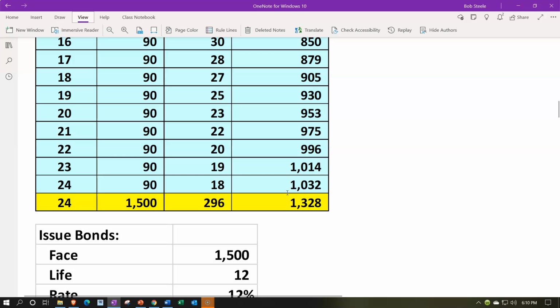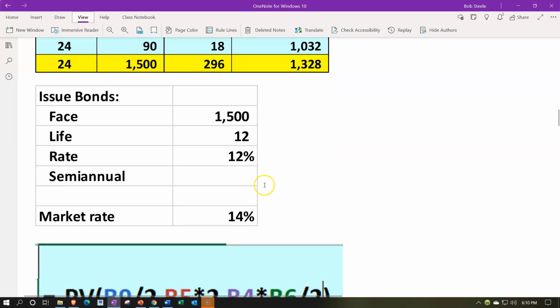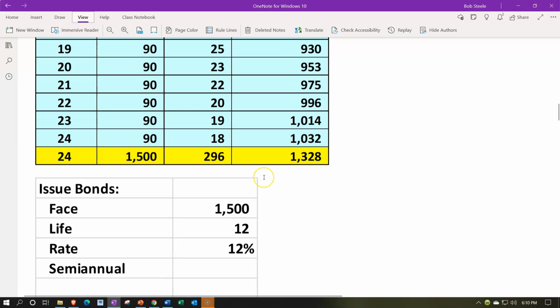And we can also do this one more time, and we can put the 1,500 face amount, bringing that back also 24 periods, because that would be given at the end of the time period. And that would be the 296 plus the 1032. That would then be the answer. 1028 would be basically the value. Note that that value is less than the 1,500, which is what we would expect given the fact that the market rate is higher than the rate on the bond, and therefore these bonds would need to be issued at a discount.